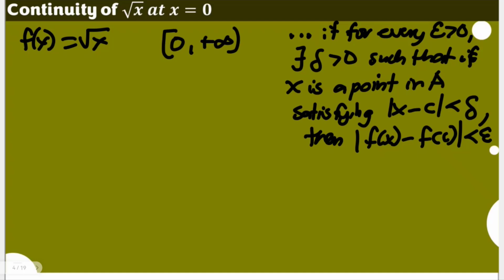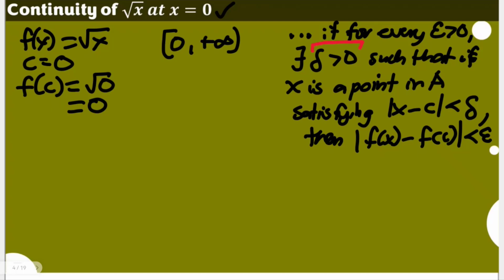Take note that our f of x is equal to square root of x, and our f of c later on, where our c is equal to 0, is where we are trying to show continuity. So we'll have here square root of 0, or just equal to 0 itself. So we're going to use the definition here. But of course, since there is a claim that there exists a certain delta, we need to show the value of the delta as well.